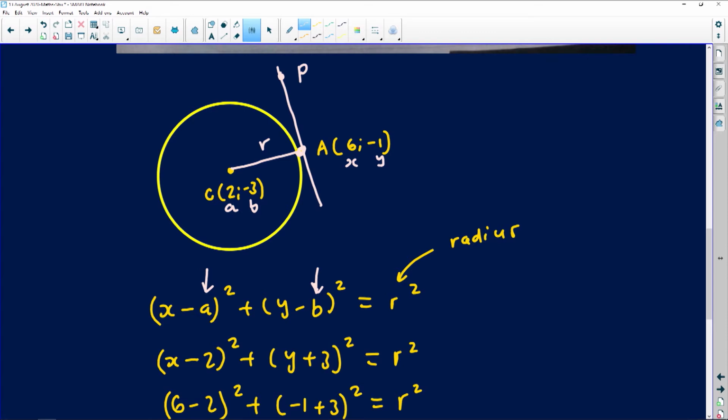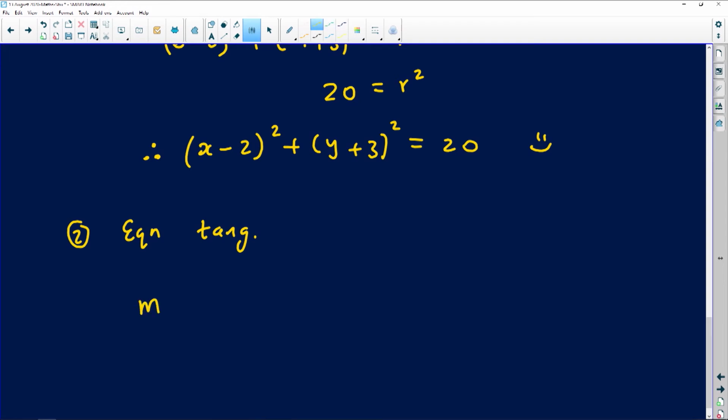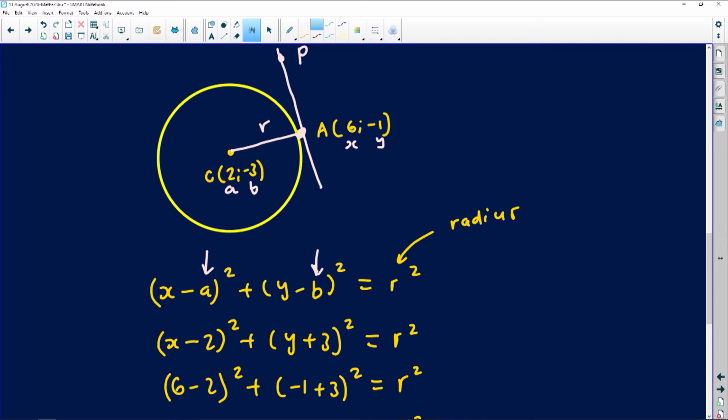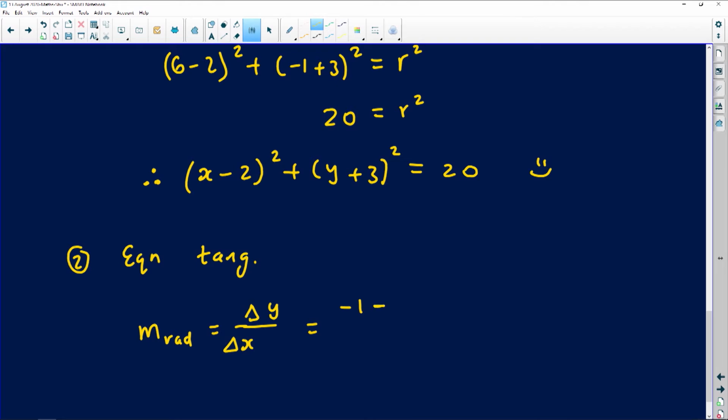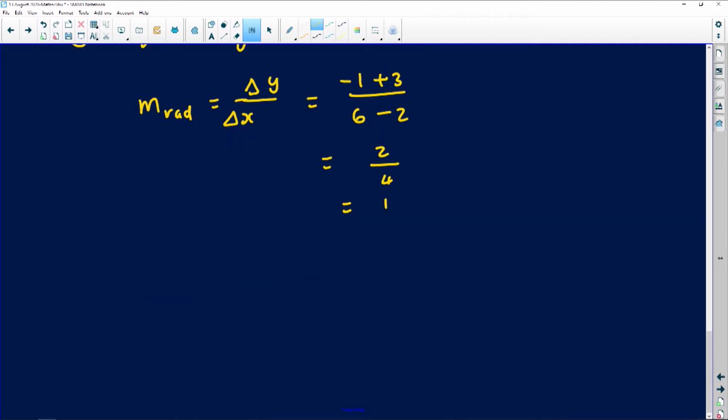So I'll start first of all by working out the gradient of AC. That's the gradient of the radius. So the gradient of the radius AC will be change in y over change in x: y2 minus y1 over x2 minus x1. If you check my y's, I'll have negative 1 minus minus 3, and then 6 minus 2. That's what I'm going to be sitting with here. So negative 1 minus minus 3 will become plus 3... over 6 minus 2. These are the points A and C. On the numerator, you've got 2. On the denominator, you've got 4. So the gradient of the radius comes out as exactly 1 over 2.